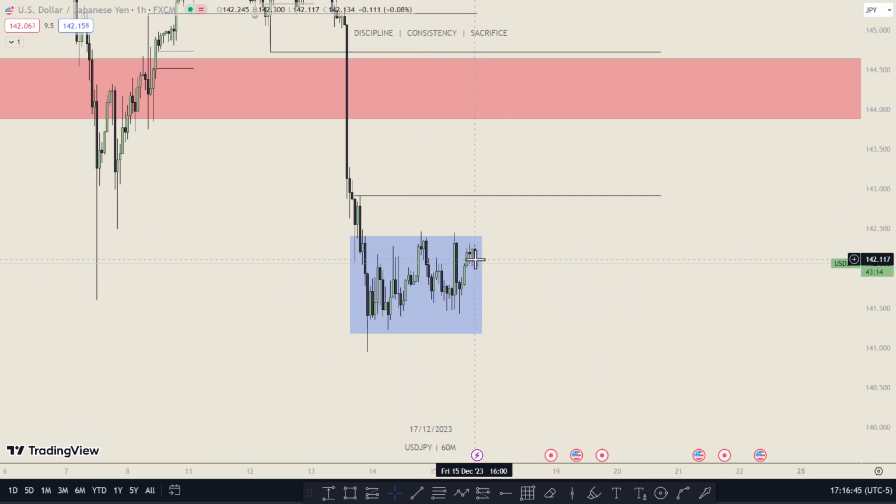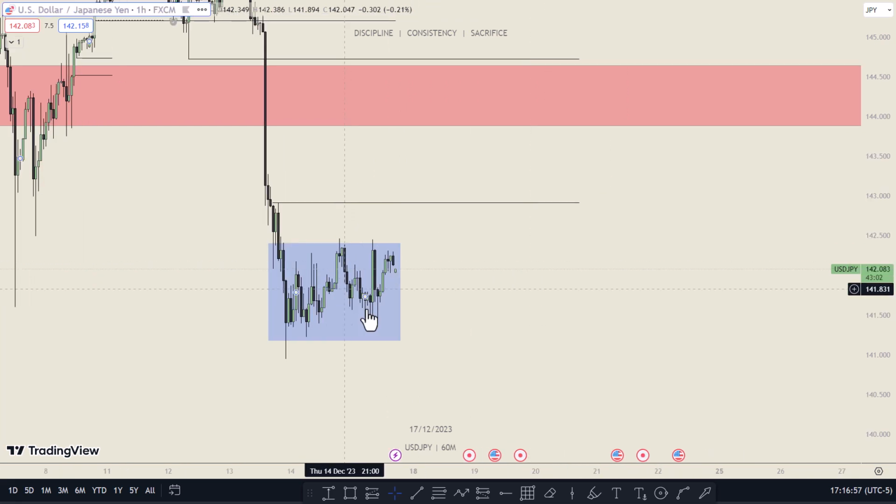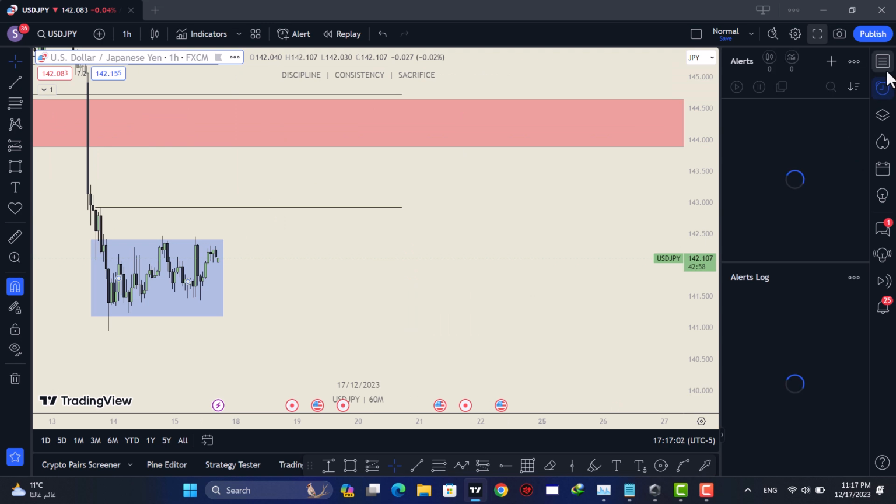So maybe price will retrace this fair value gap right here, and this would be the next draw on liquidity, which is this original consolidation right here. So this is for the US dollar against the Japanese yen. Let's go to another pair.